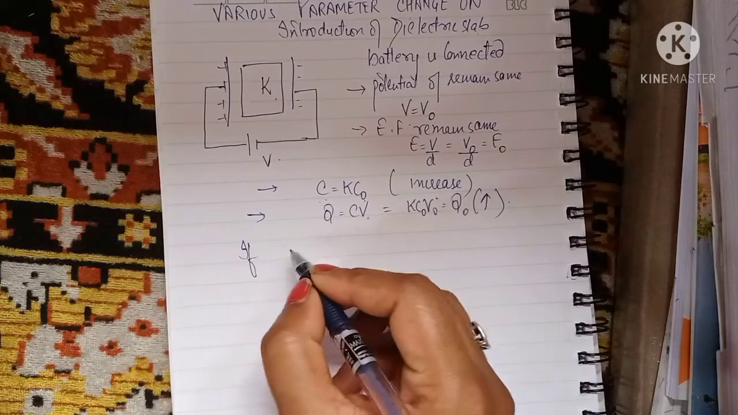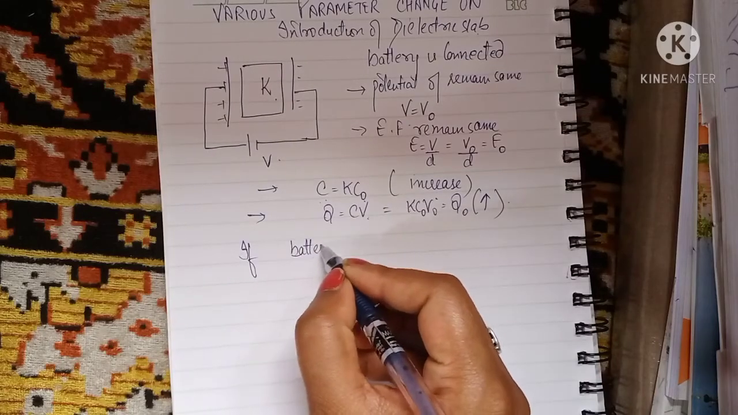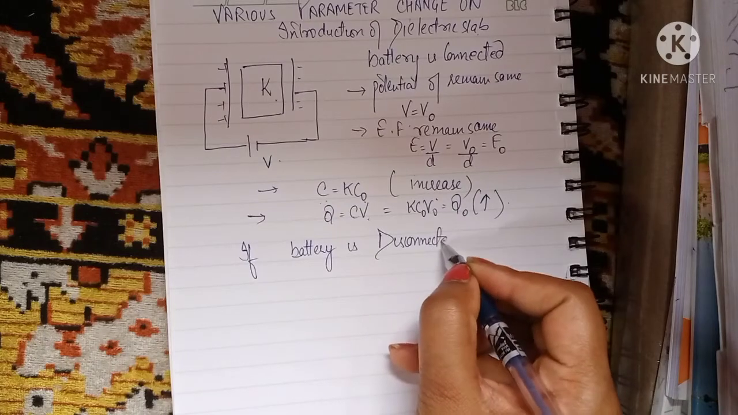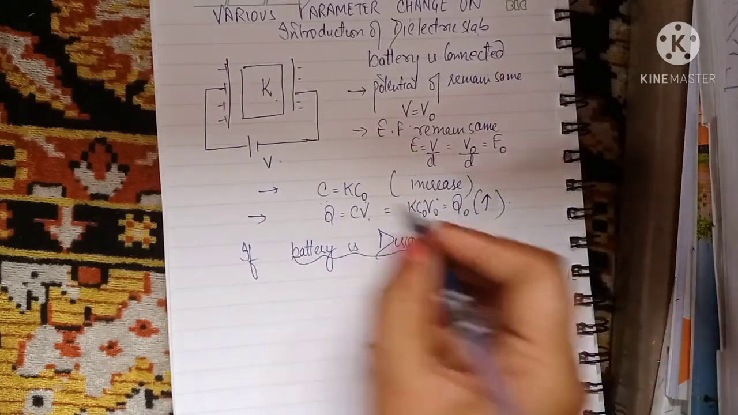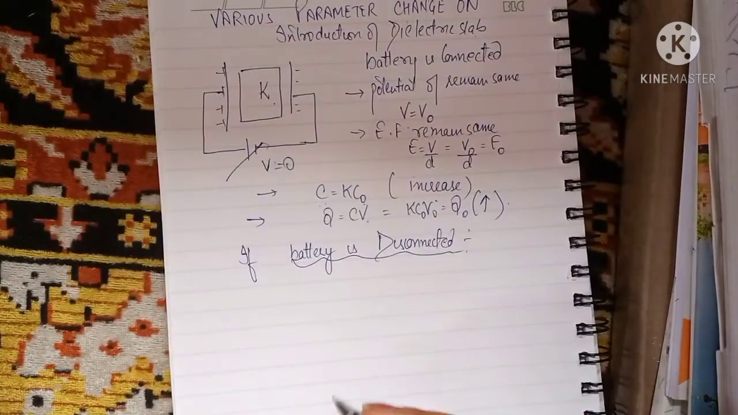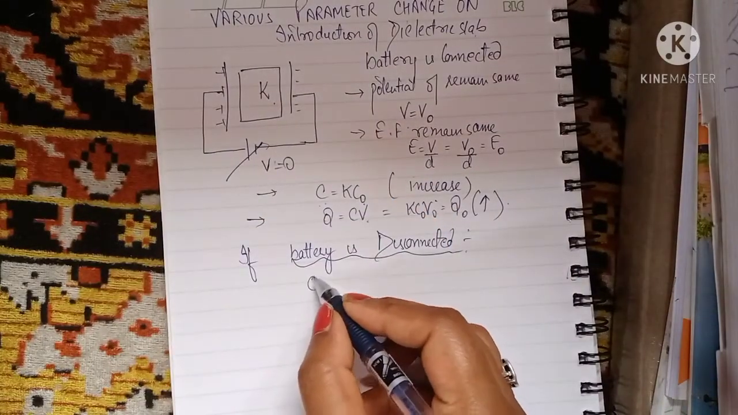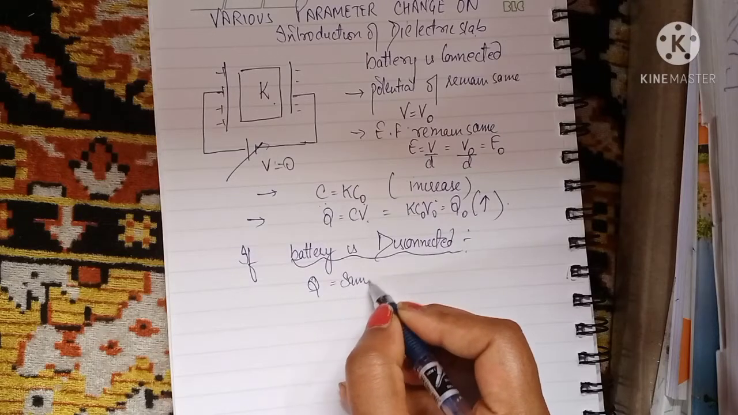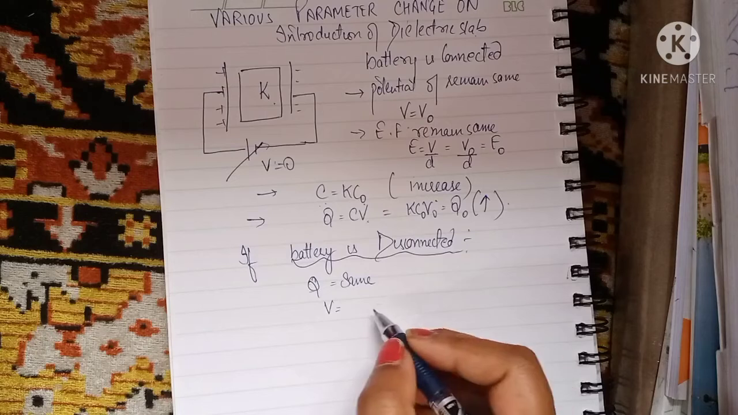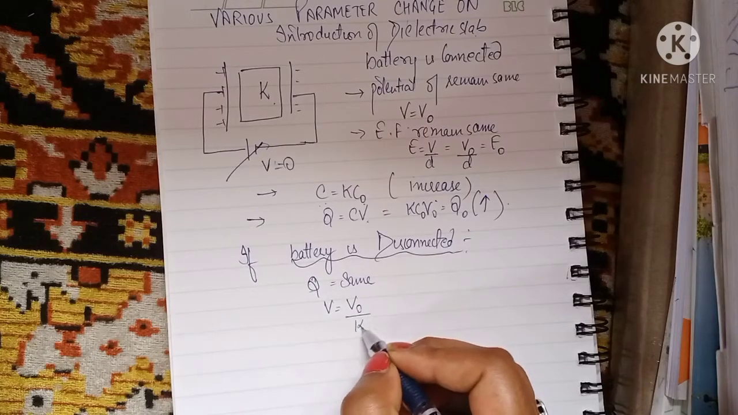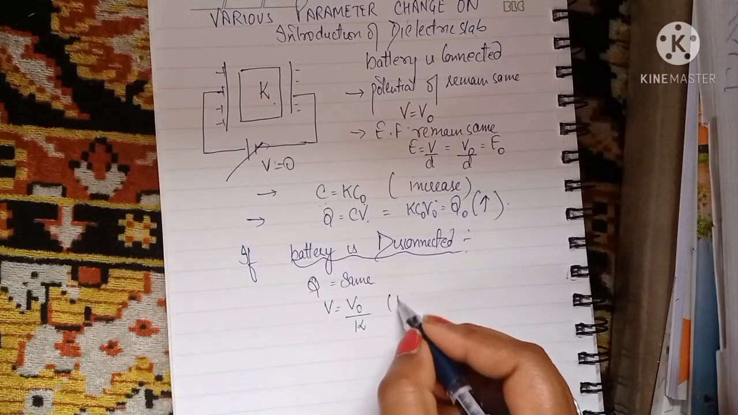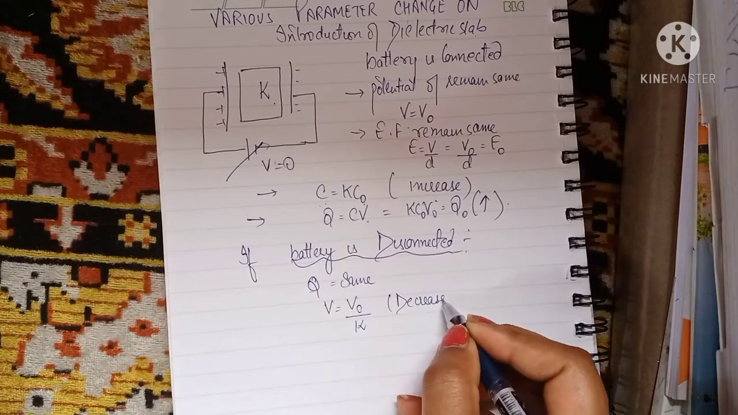Now the second case, if the battery is disconnected, that is, the potential is not applied, then the charge remains the same. Firstly, Q is the same, it is not going to change. Potential is going to change as V is equal to V naught by K, so it is going to decrease. You have to remember these things.